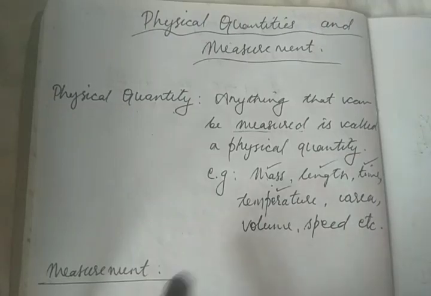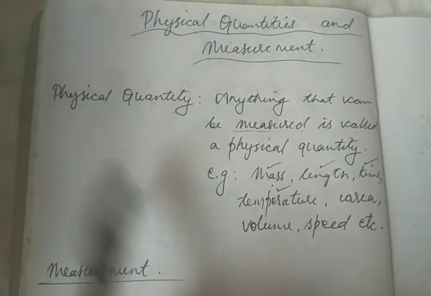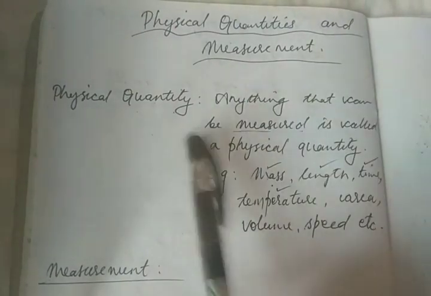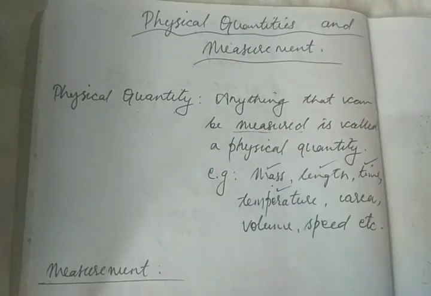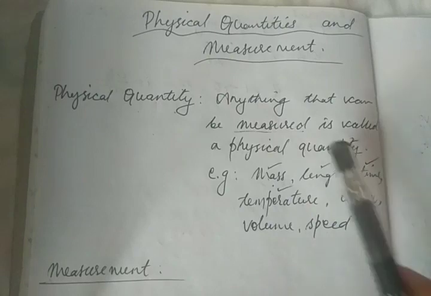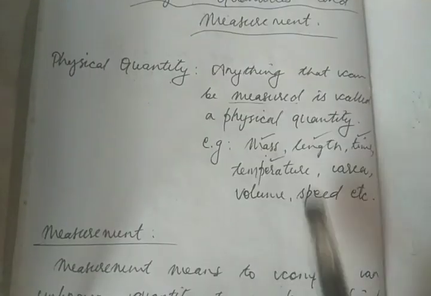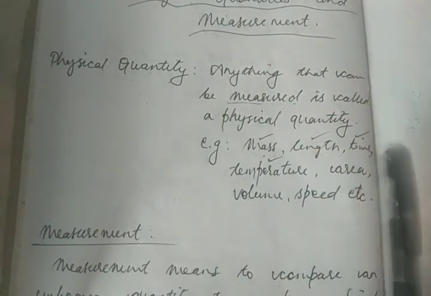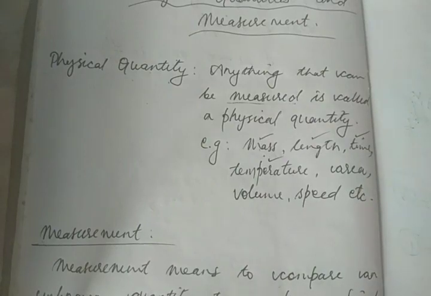Okay, class 6. In the last video, we discussed physical quantity. Physical quantity being anything that can be measured, or any measurable quantity is called a physical quantity. Like mass, length, time, temperature, area, volume, speed, etc. being some examples of it.